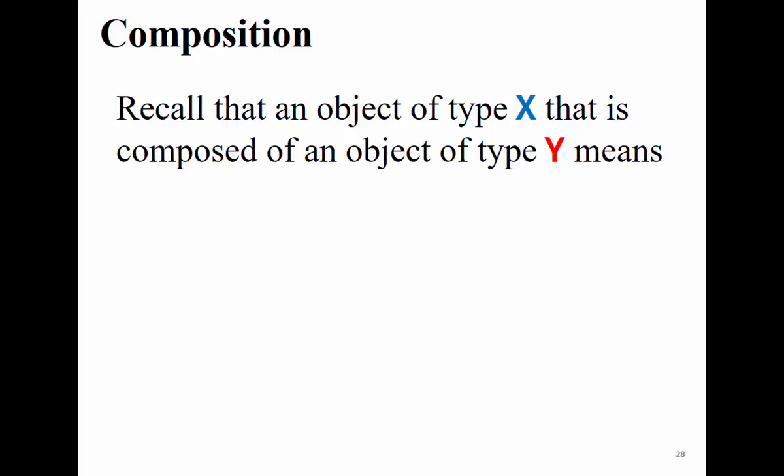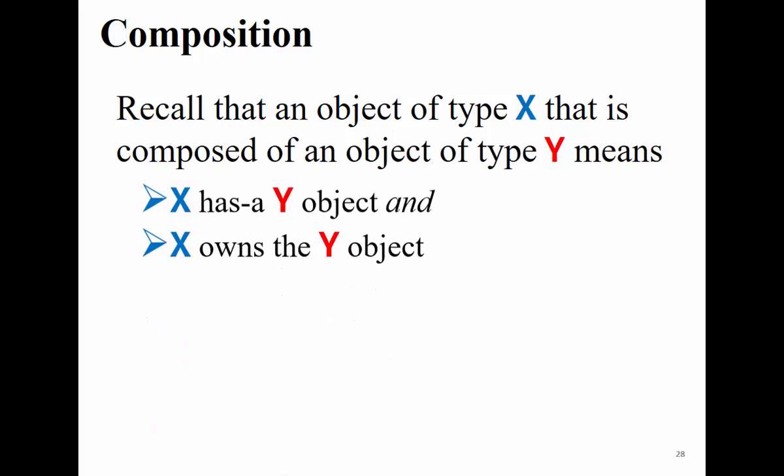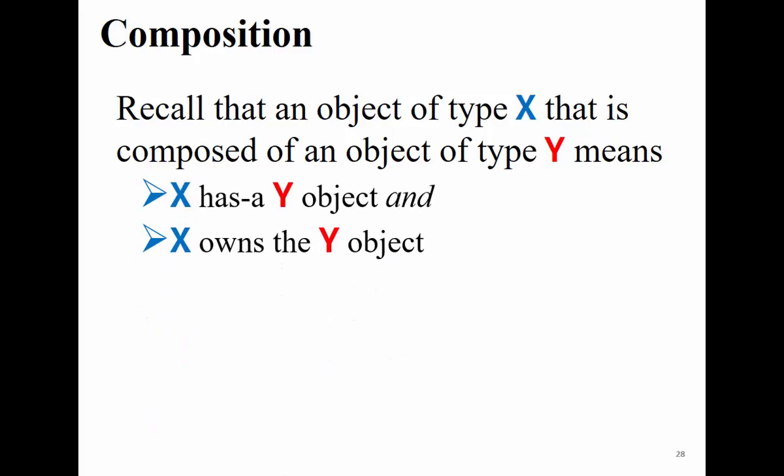Okay. So the composition is a relation about ownership. Let us take this example, and we stay with this example for the next couple of slides. We have an object of type X. So we have a class named X capital that is composed of an object of type Y capital. So you have two classes, X capital and Y capital. X has an object of type Y, so that means it's owning this object. So X has a Y object and X owns the Y object.